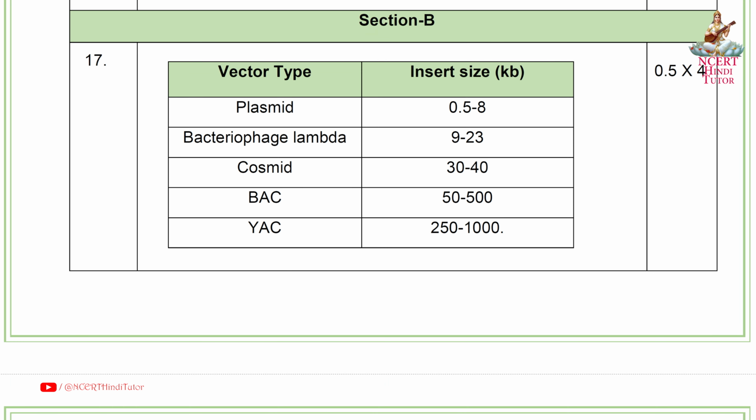Answer: vector type plasmid, insert size 0.5 to 8. Bacteriophage lambda 9 to 23. Next cosmid 30 to 40. Next BAC 50 to 500. Next YAC 250 to 1000.